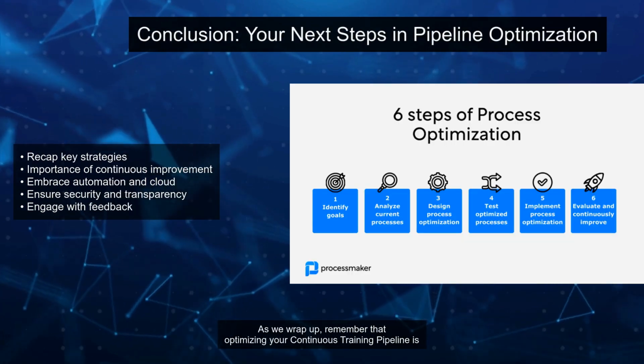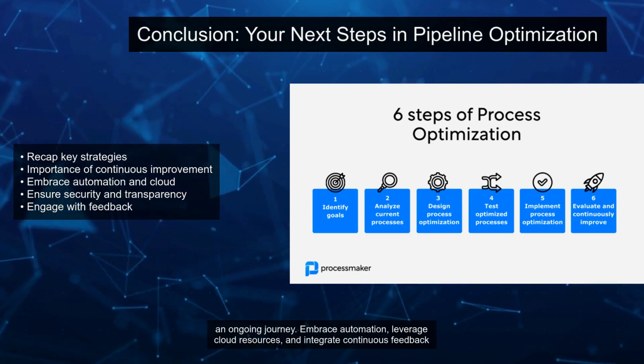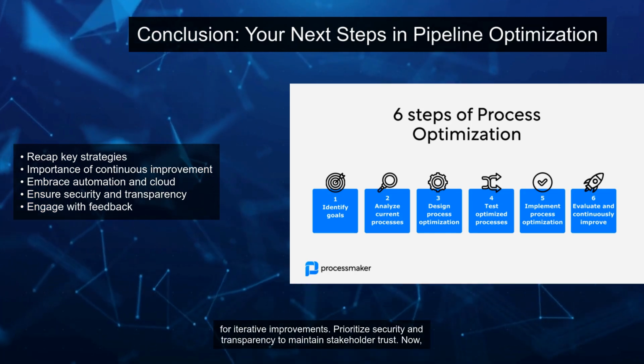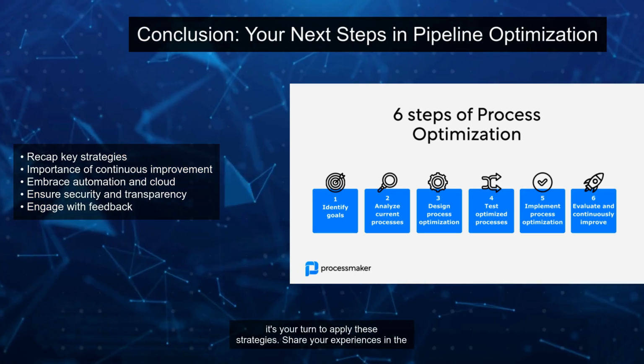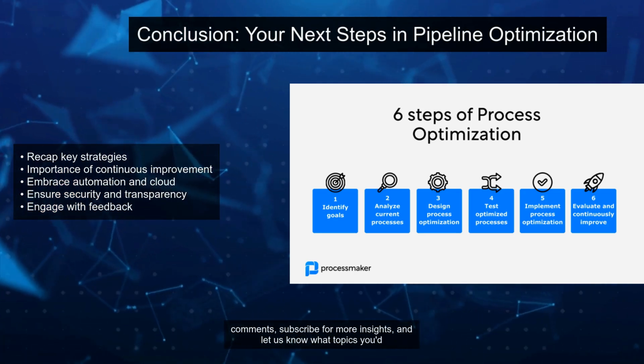As we wrap up, remember that optimizing your continuous training pipeline is an ongoing journey. Embrace automation, leverage cloud resources, and integrate continuous feedback for iterative improvements. Prioritize security and transparency to maintain stakeholder trust. Now, it's your turn to apply these strategies.